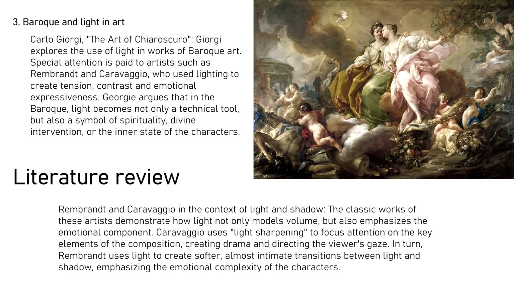Rembrandt and Caravaggio, in the context of light and shadow. The classic works of these artists demonstrate how light not only models volume, but also emphasizes the emotional component. Caravaggio uses light sharpening to focus attention on the key elements of the composition, creating drama and directing the viewer's gaze. In turn, Rembrandt uses light to create softer, almost intimate transitions between light and shadow, emphasizing the emotional complexity of the characters.